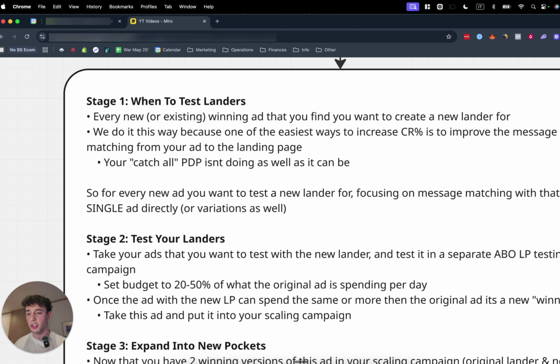The reason for ABO versus just throwing it in your CBO is because we want to get the data on the page. If it works, we can use the data to improve it, and if it's a loser, well, we still need the data to actually improve it so we can make it a winner, right?